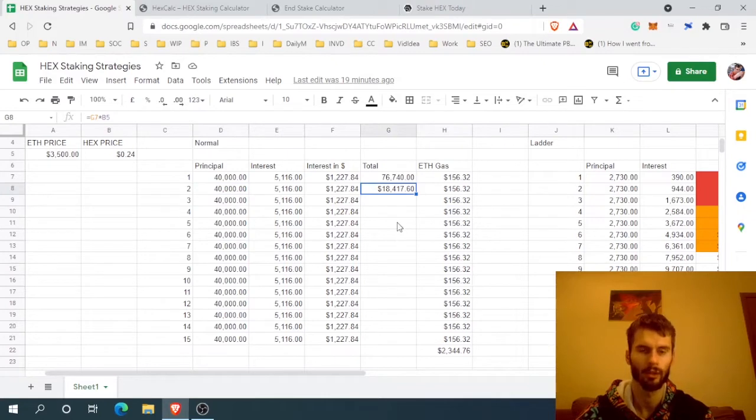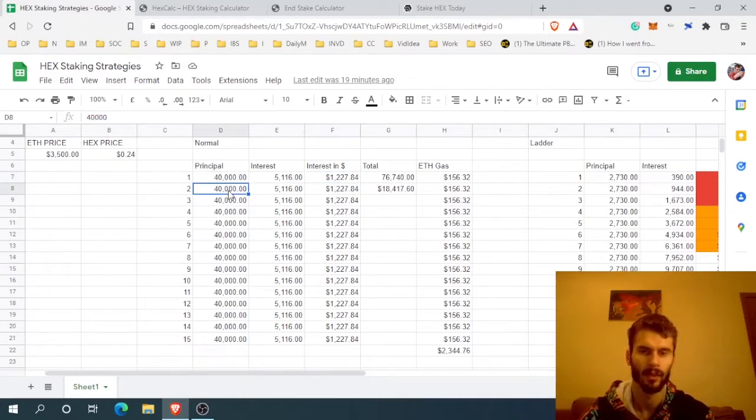So if we were to do this for 15 years, let's say, we would make $18,000 of interest, and we would still have our principal. So the result, in my opinion, is pretty good. You lock up your money for a year, and after that year you get interest that you can do whatever you want with.